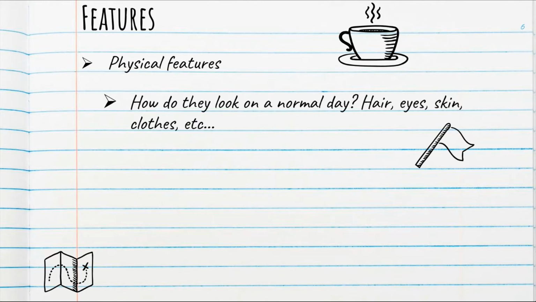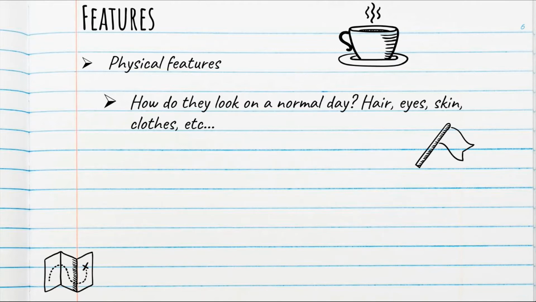So how do they look on a normal day? What kind of hair do they have? What color is it? How long is it? Is it styled in a certain way? What color eyes do they have? What color is their skin? What kind of clothes do they wear? All the things that they would normally look like on any just average day.